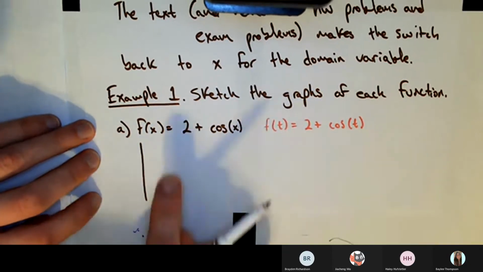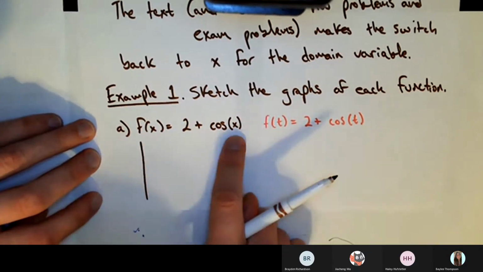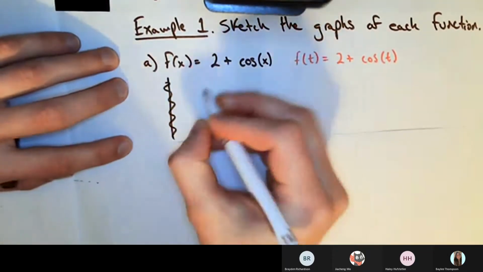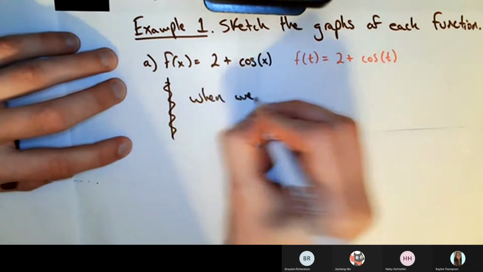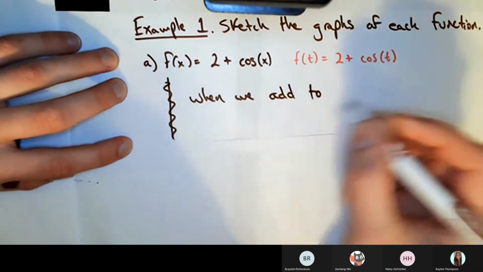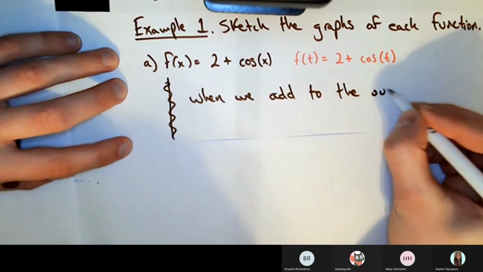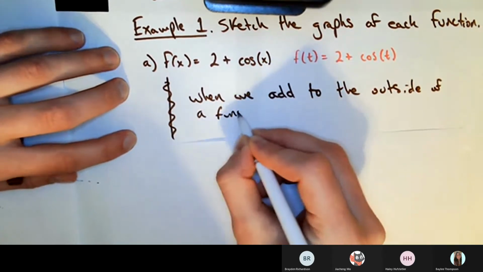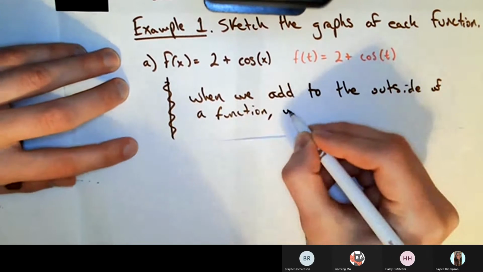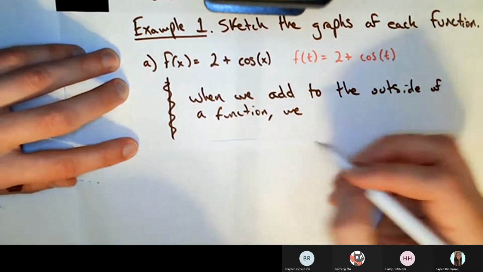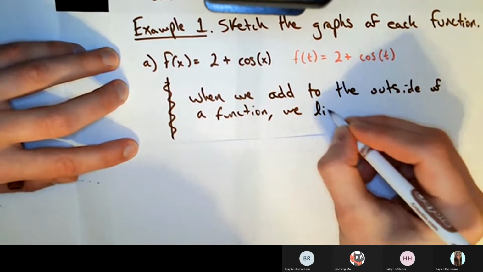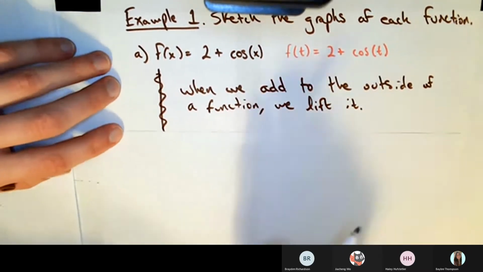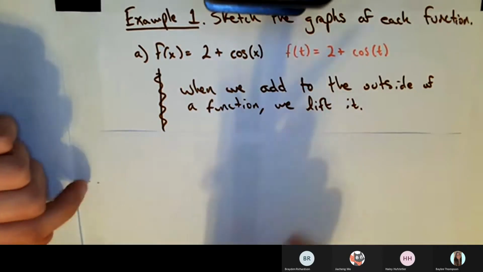2 plus cosine x. When you add a 2 to the outside of a function, let me write this down before I even get into graphing. When we add a 2, I'm just going to say add to the outside of a function. Remember how I said I was going to describe them in layman's terms? Well, here we go. When we add to the outside of the function, we lift it. I mean, that's not very technical, right? But that's okay. We're going to lift the cosine graph by 2.